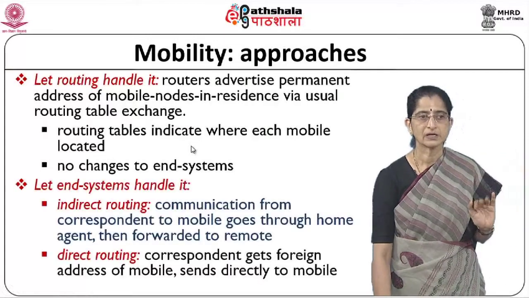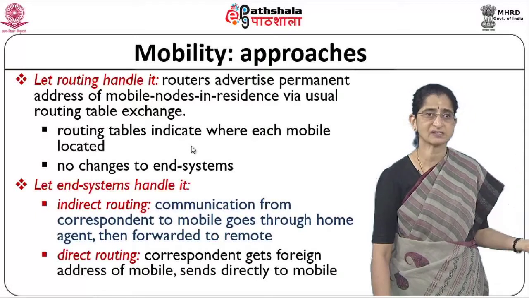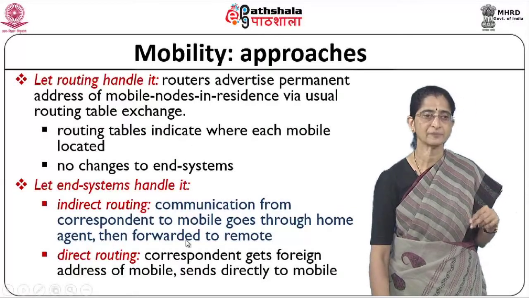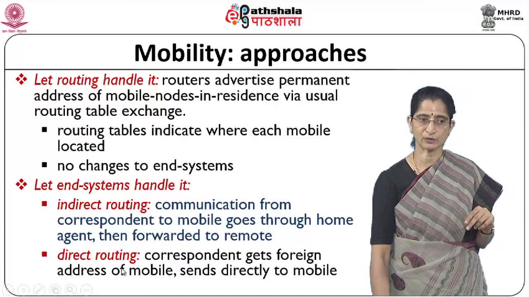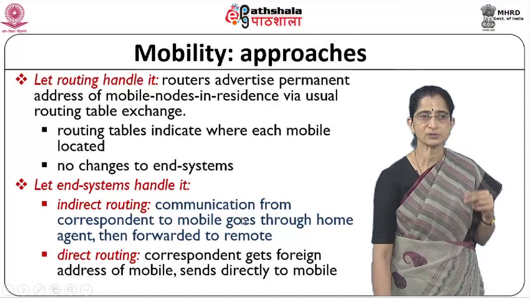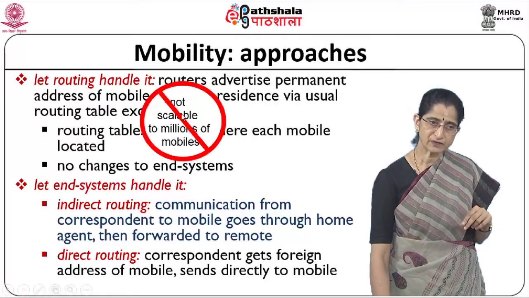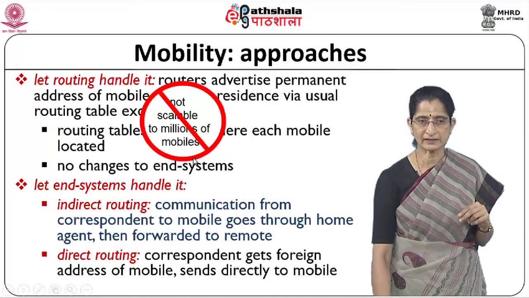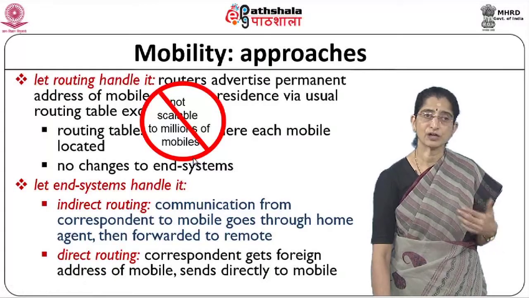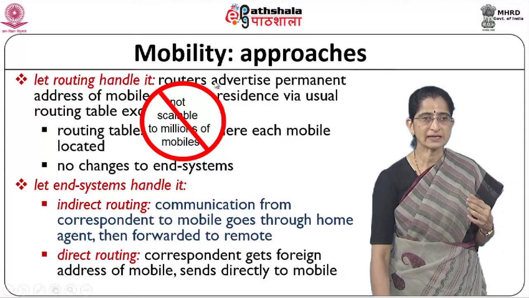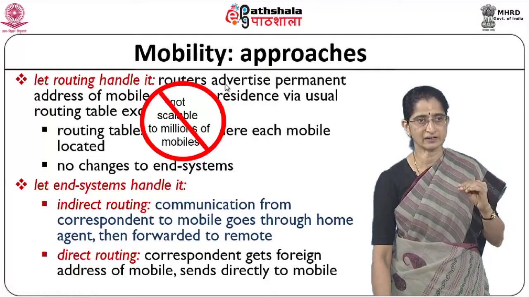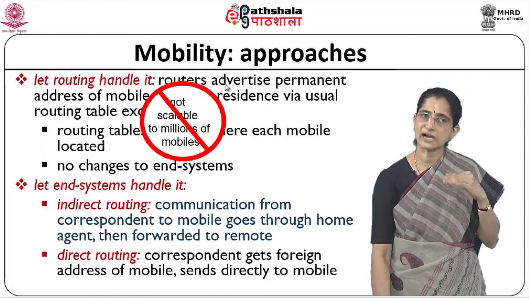This is one option. The second option is to allow the end systems to handle it. If you allow the end systems to handle it, then there are two options again. You can do something called indirect routing, or you can do direct routing. We will see how this is done. Now this first option, that is letting the router handle it, is not a feasible approach. It is not viable because it will not scale, especially when you have millions of mobiles. It will almost be like the router will have to give individual addresses. Individual addresses will have to be advertised by the routers.